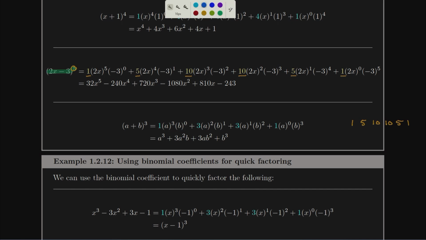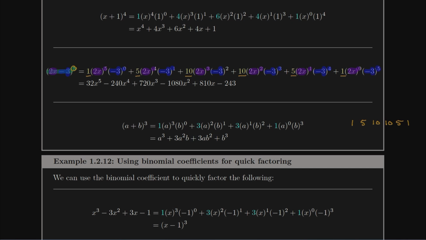And then I go ahead and look, and I say, oh, the first term is 2x, so I've got 2x to the 5th, 2x to the 4th, 2x cubed, 2x squared, 2x to the 1st, and 2x to the 0th power. And then my second term is really a minus 3, right? So I have minus 3 to the 0, minus 3 to the 1, minus 3 squared, minus 3 cubed, minus 3 to the 4th, and minus 3 to the 5th.